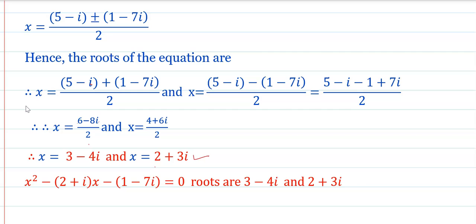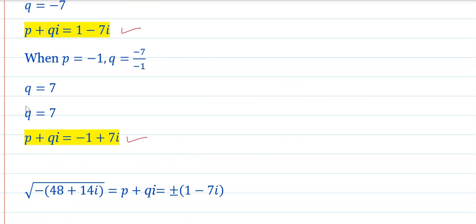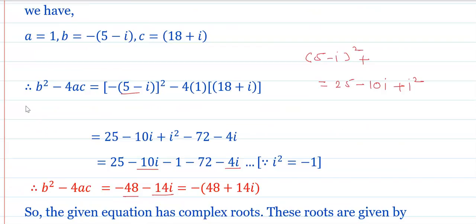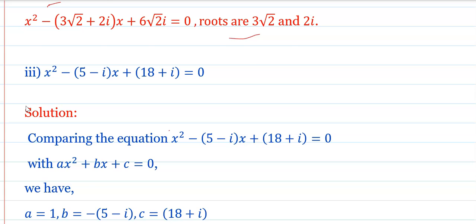Hence the quadratic equation is x square minus (2 plus i) into x minus (1 minus 7i) equals 0. The roots of this quadratic equation are 3 minus 4i and 2 plus 3i. These are big expressions, but the same type of steps have been used here, so you will find such expressions easy.